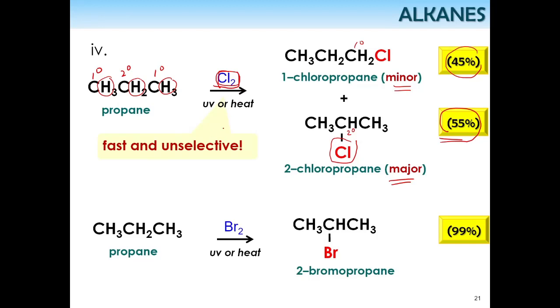So Cl2 is not selective. Whereas if you have the same thing, propane, react with Br2, you only get one product, because Br2 is selective. Slow and selective. Selective means it will always try to form the most stable haloalkane. And the most stable haloalkane, as I told you earlier, is towards tertiary. So it will replace the H that is attached to the secondary carbon. So this is the product that you get. 2-bromopropane only, almost 99%. One more percent is maybe the byproduct.